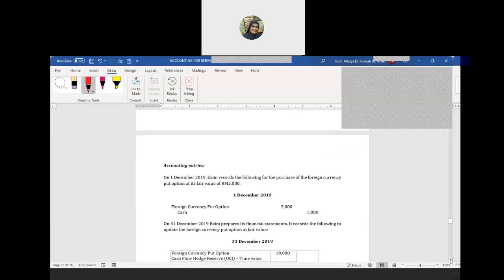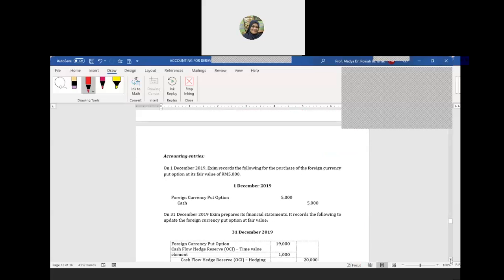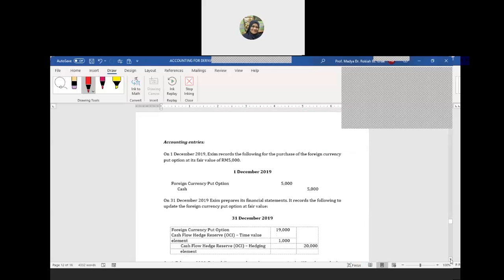Okay, the first one, you're going to debit your put options at the date when you bought the put options, and then credit cash. Okay, and then for the other ones, you're going to debit the foreign currency put options, and this one is using cash flow hedging for only the elements of the time value. The cash flow hedging for the time value elements here is 1,000. 1,000 here is from 5,000, now the value becomes 4,000 here. And then for the hedging elements for the intrinsic value, the value is 20,000.